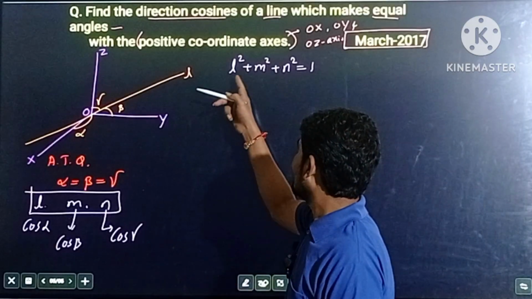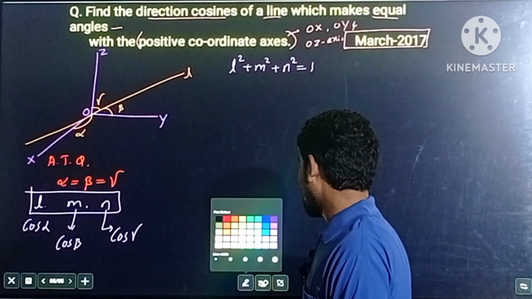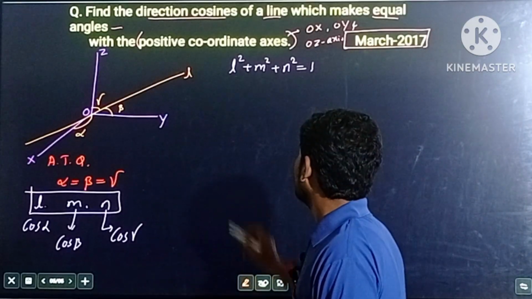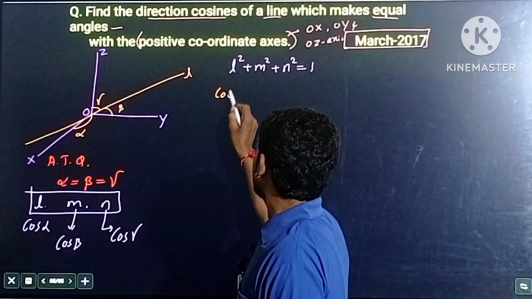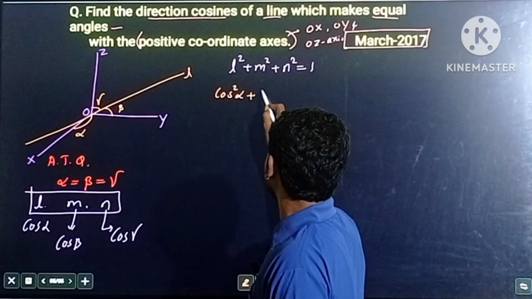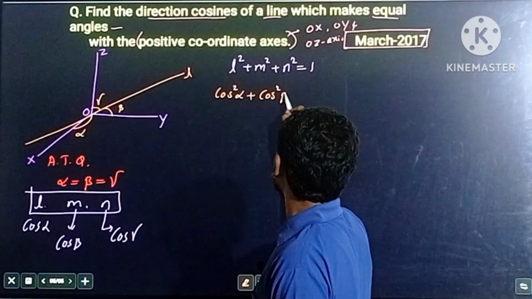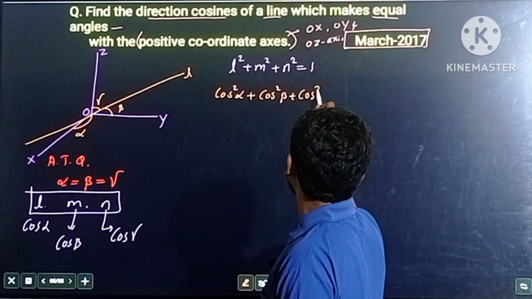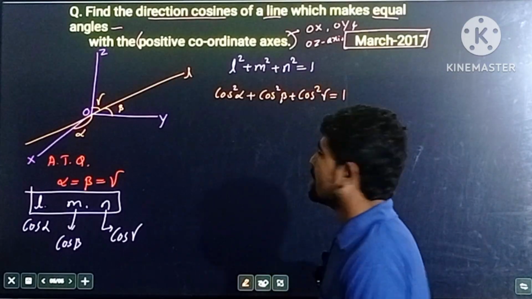So by the relation l square plus m square plus n square, we can also rewrite it as: l square means cos square alpha, plus m square means cos square beta, plus n square means cos square gamma, equals 1.